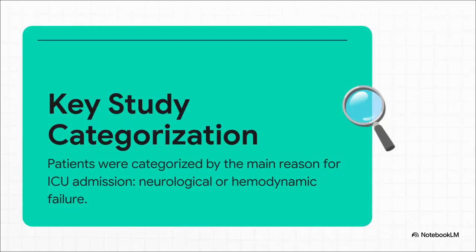Okay, this right here is probably the most important slide for understanding the whole paper. It's so simple, but so brilliant. The researchers made a clean cut right from the get-go. They just asked, why was this patient admitted to the ICU? Was it because of their brain, a change in mental status, a coma? Or was it because of their blood pressure, hypotension, and shock? This one single distinction is the key that unlocks everything else.